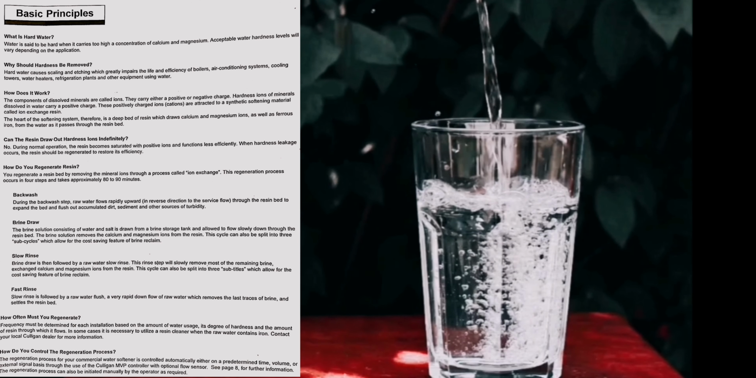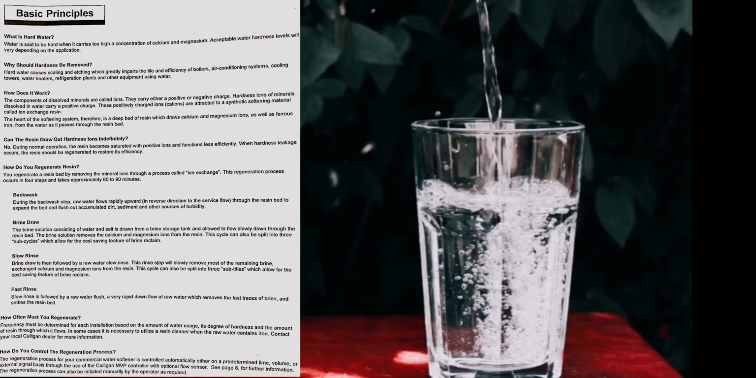How often must you regenerate? Frequency must be determined for each installation based on the amount of water usage, its degree of hardness and the amount of resin through which it flows. In some cases it is necessary to utilize a resin cleaner when the raw water contains iron. Contact your local Culligan dealer for more information.